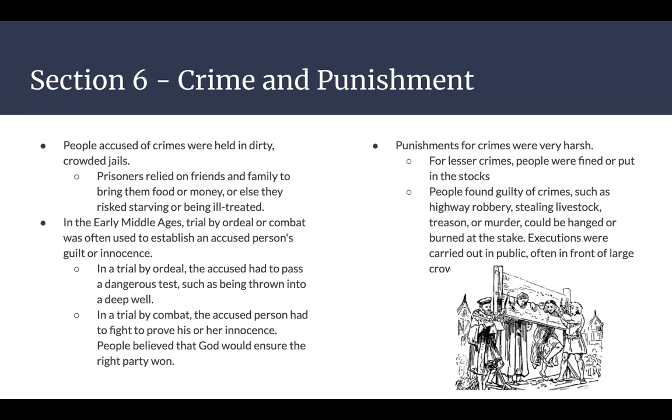People found guilty of crimes such as robbery, stealing livestock, treason, or murder could be hanged or burned at the stake. Executions were carried out in public, often in front of really large crowds.